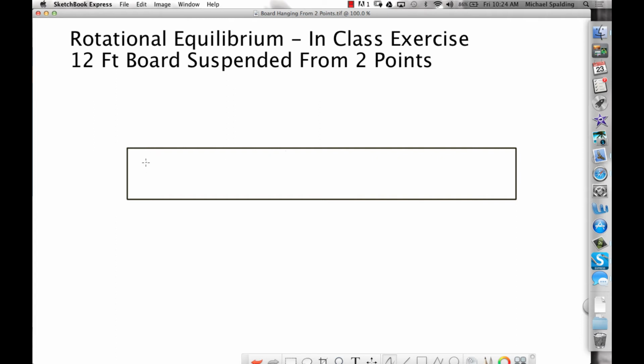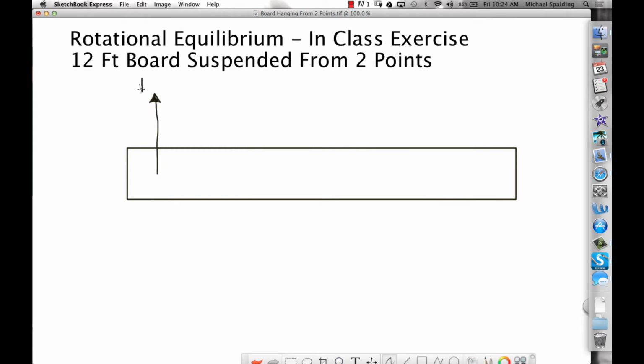So we have a 12-foot board suspended from 2 points right here in the classroom. On the left side of the board, one foot from the left side, we have a spring scale that measures the force that supports the board there. So we're going to put this on the free body diagram. This all starts with the free body diagram. So 1 foot in from the left side of the board.